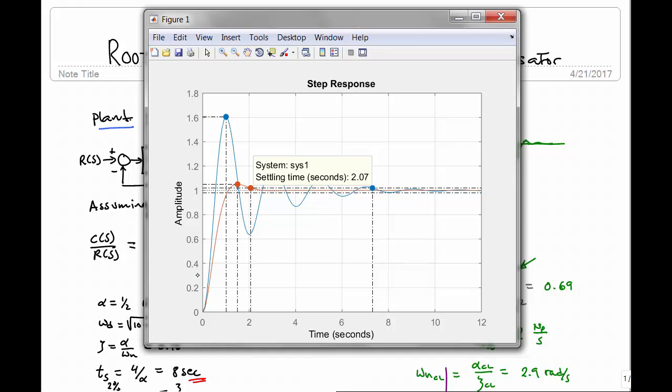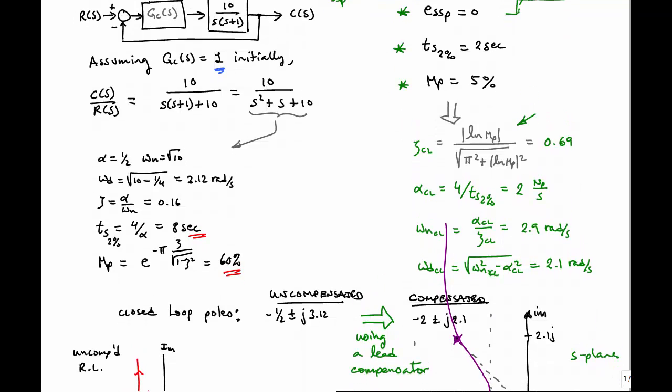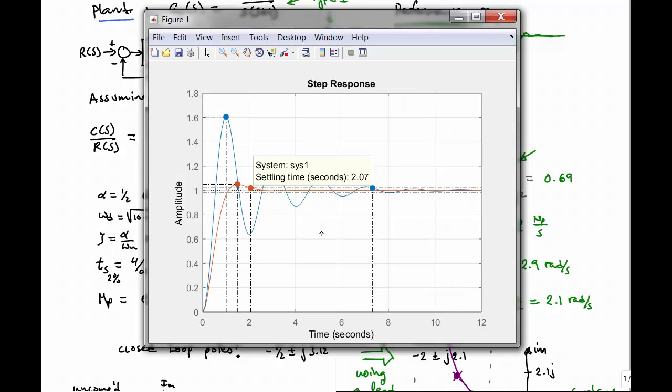We wanted a 2-second settling time, and furthermore we wanted an overshoot of 5%. Settling time of 2 seconds, overshoot of 5%, and we see the overshoot here is 5%. So our design has been successful at improving the transient response, the settling time, and the overshoot.